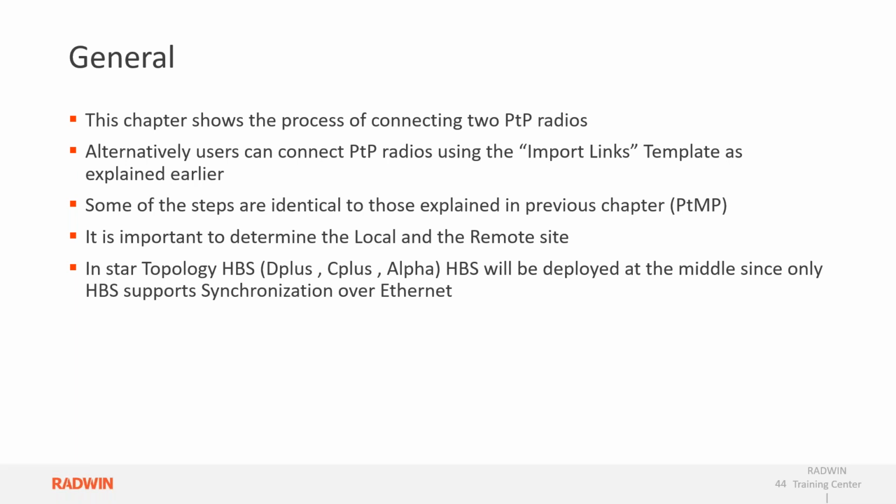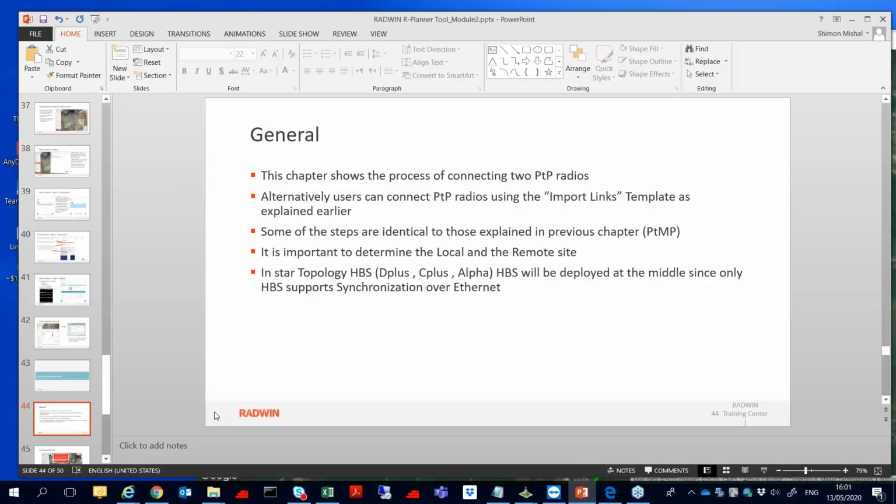Star topology, D plus, C plus. Remember, this is a very important rule that I need you to remember. In a star topology, D plus, C plus, HBS will be deployed at the middle, since only HBS supports synchronization over Ethernet. This is very important, some of you may forget, and I need to emphasize this again.